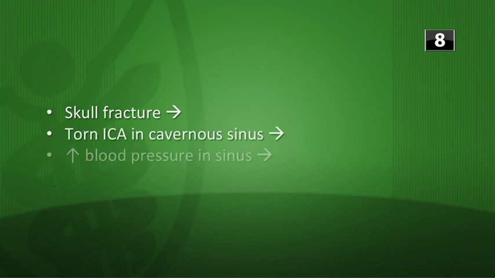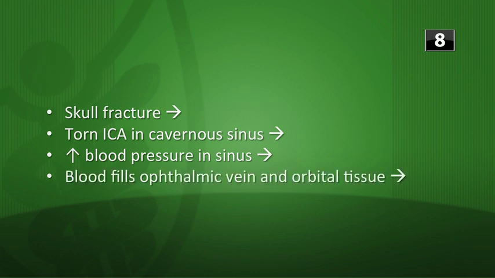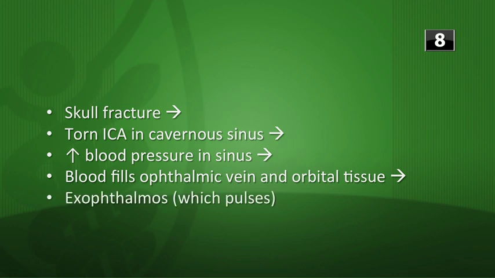Next question. How can a skull fracture at the base of the brain lead to a pulsating exophthalmos? So the skull fracture will lead to a torn ICA in the cavernous sinus, which will lead to high blood pressure in the sinus, which will then lead to blood filling the ophthalmic vein and orbital tissue, and you therefore get the exophthalmos, which then pulsates.